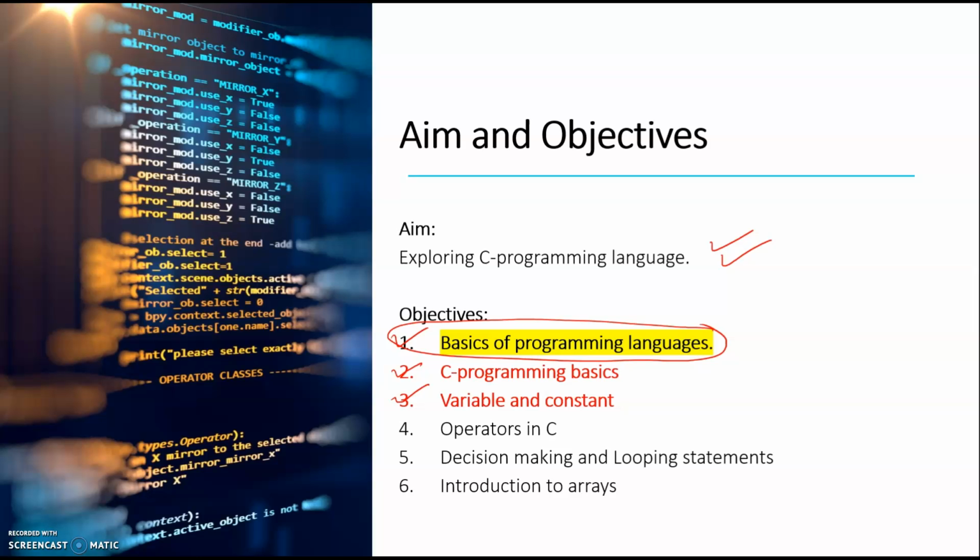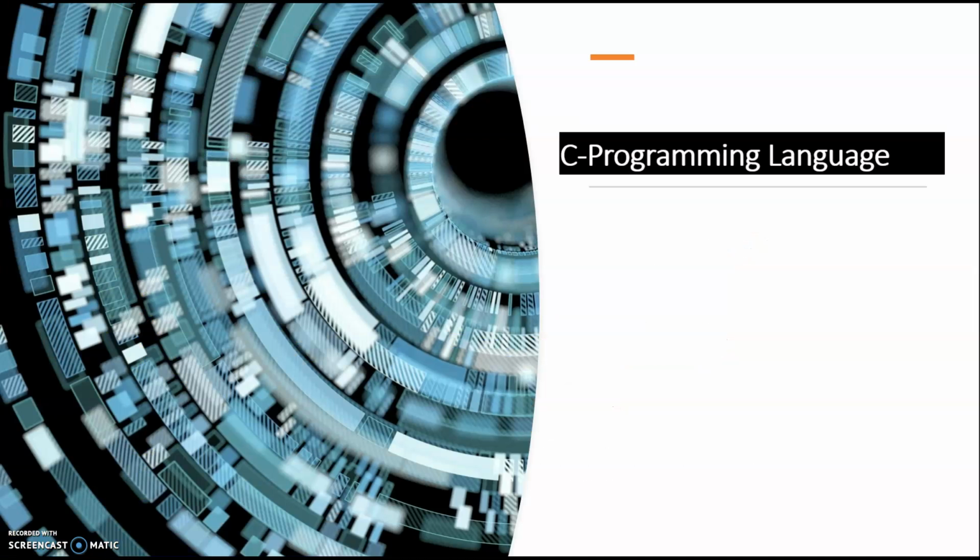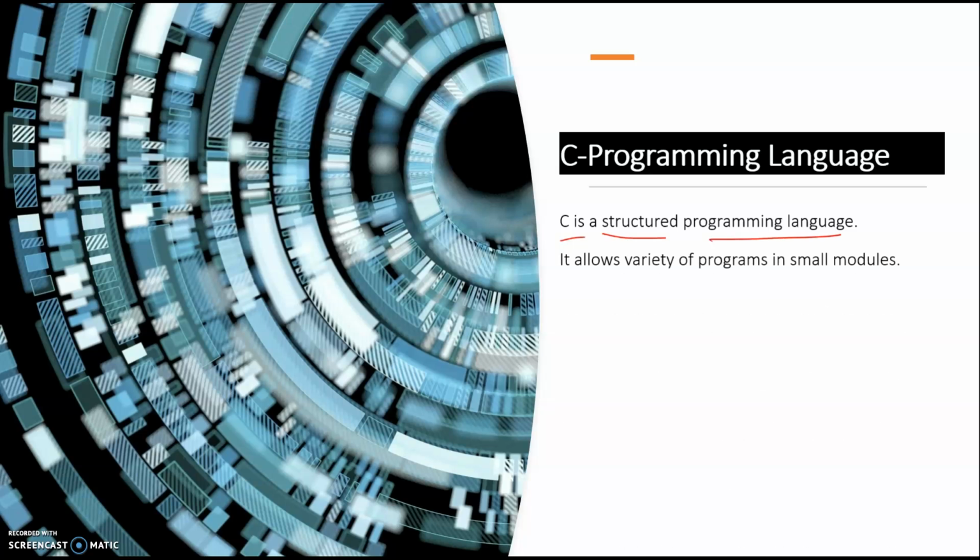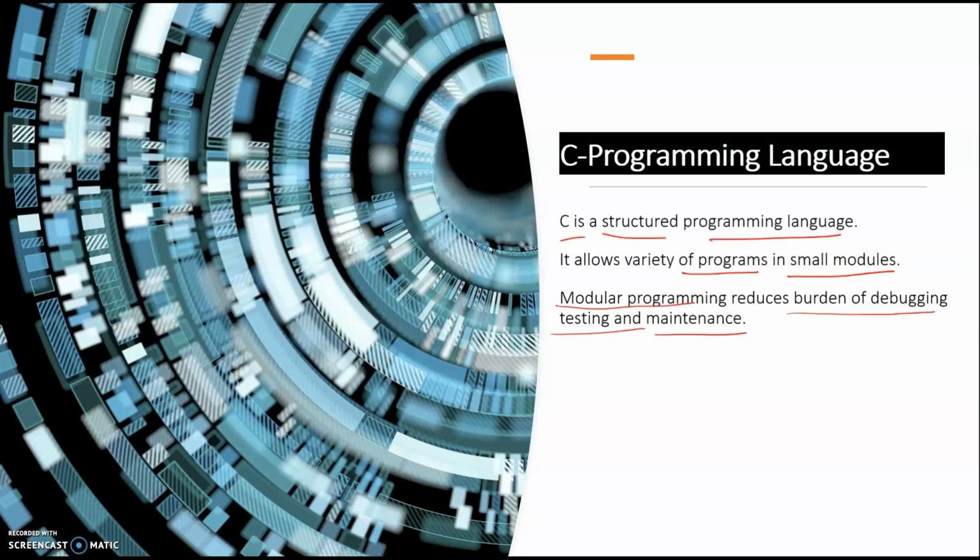So we'll start this session with C programming language basics. Here I have given a slide to explain what the C programming language is. C is a structured programming language, and if you are writing a program in C, then you are basically writing small modules. What is the meaning of modules? I will explain in a while. So what is modular programming? Modular programming reduces the burden of debugging, testing and maintenance. How? I will be explaining with the help of an example.